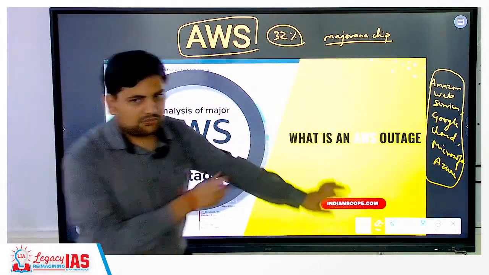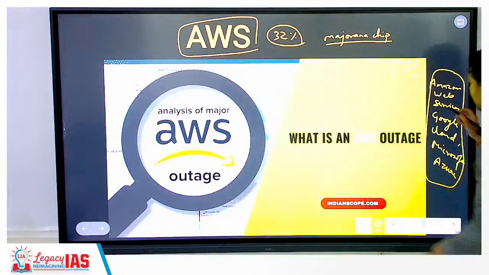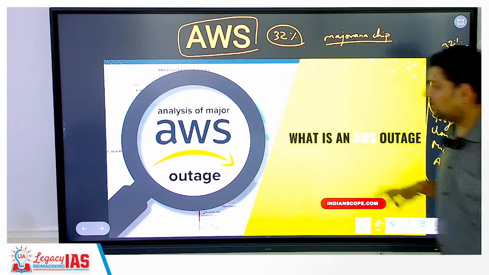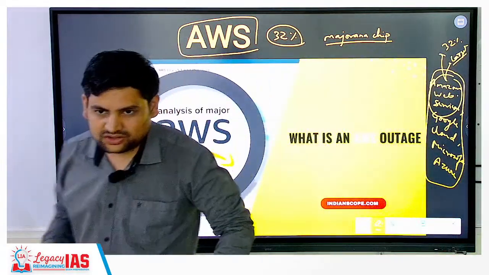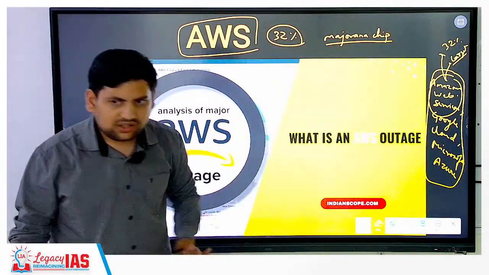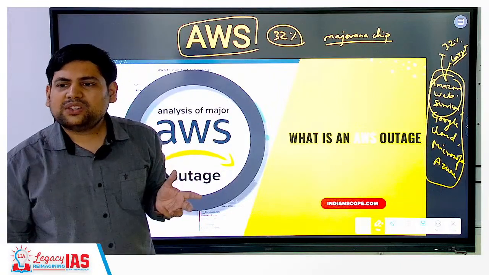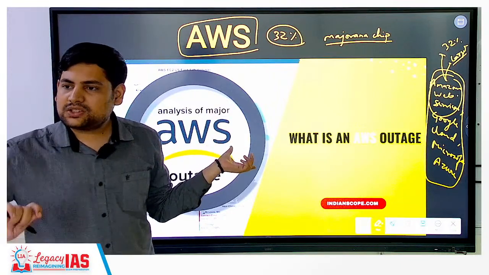Most of them are provided by these three, and in these three also 32% is only from Amazon Web Service. This is the largest. Now, there was one AWS outage that was observed on some day in October. Okay, I think 20th of October. So outage means what? For some time it stopped working.